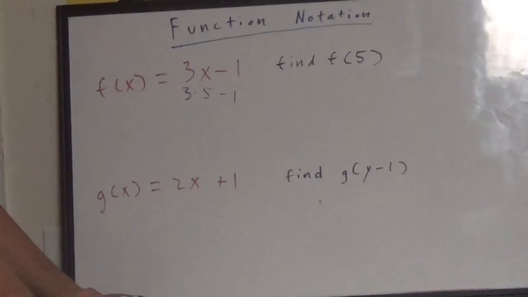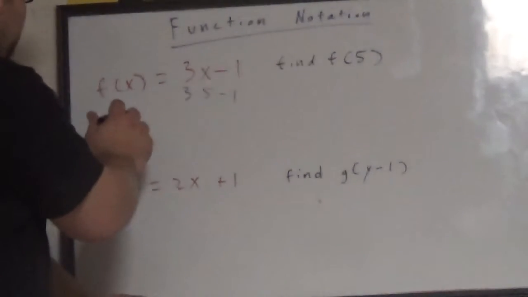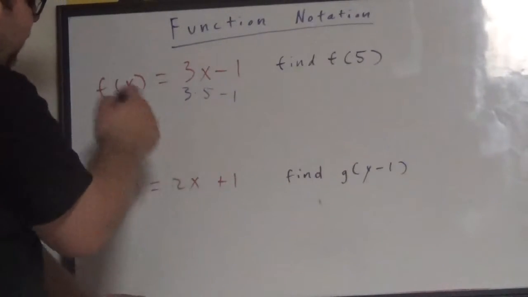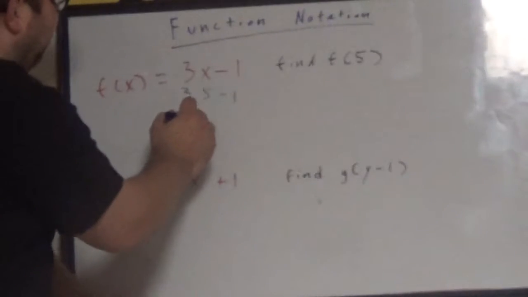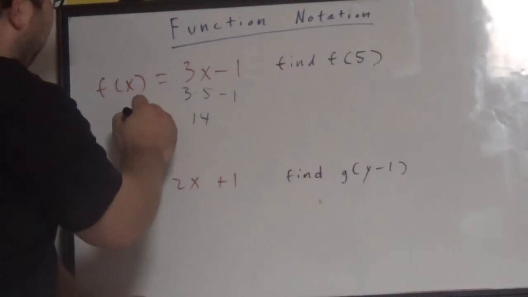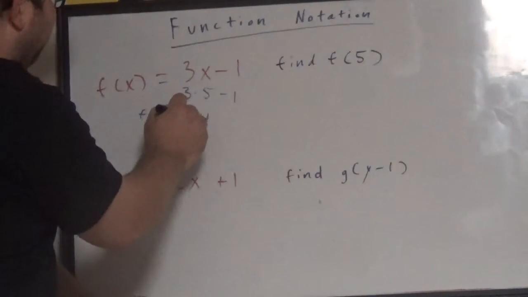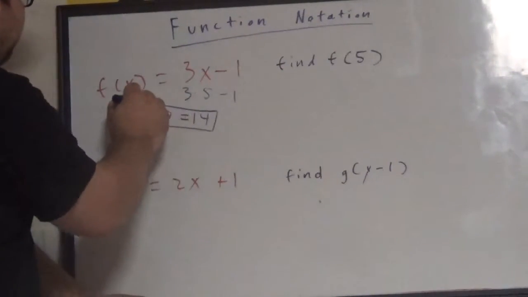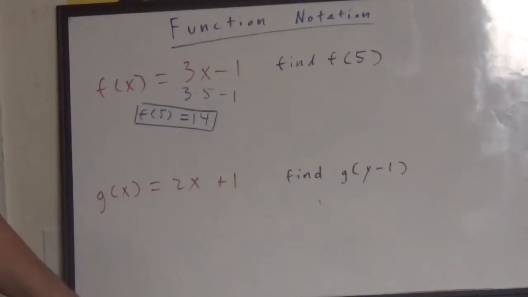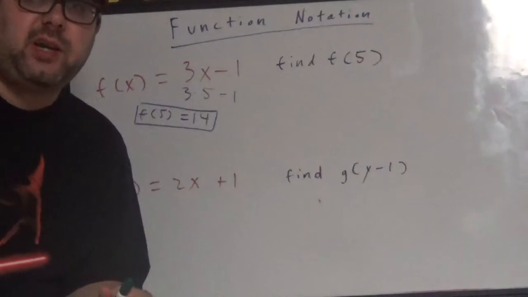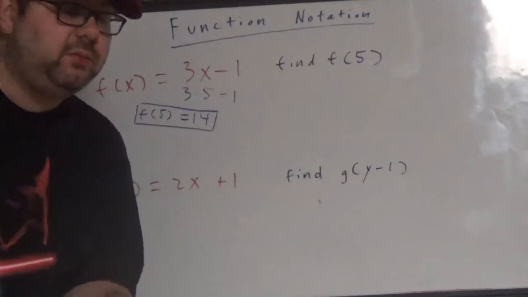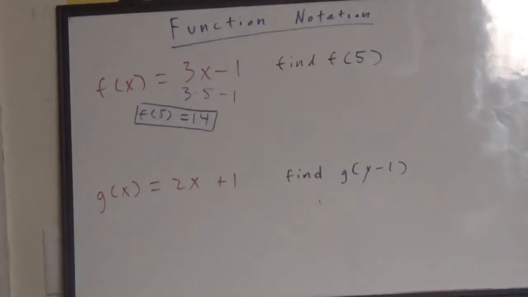Put this whole thing in a calculator and you will get 3 times 5 is 15. 15 minus 1 is 14. f of 5 equals 14. That is easy because it's just a number. You're just putting a number into the function, so you can put the whole thing in a calculator. It's easy. That's not an exaggeration. I mean, look at it.